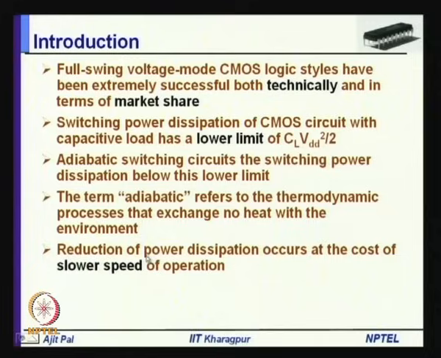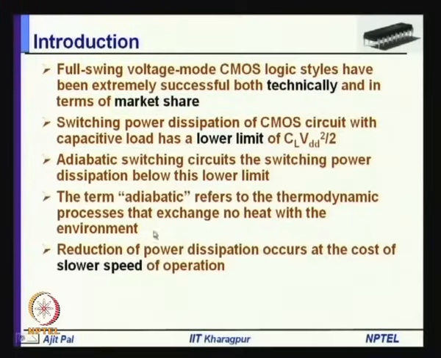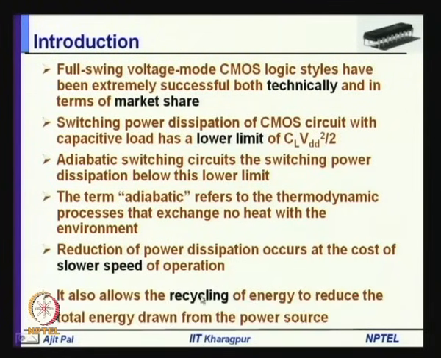Now, reduction of power dissipation occurs at the cost of slower speed of operation. Later on we shall see that in adiabatic systems the reduction in power dissipation will take place at the cost of speed. That means we shall be trading power at the cost of slower speed, or in other words adiabatic circuits will be slower, and why, we shall understand very soon.